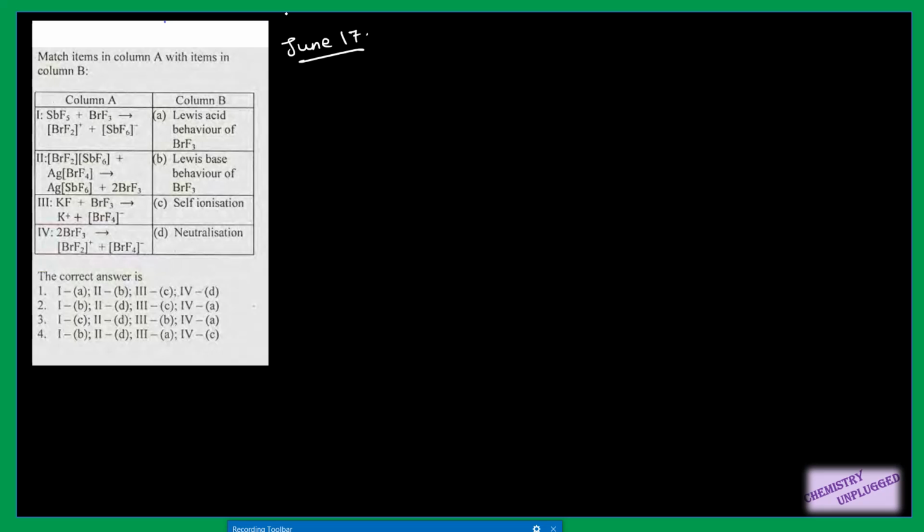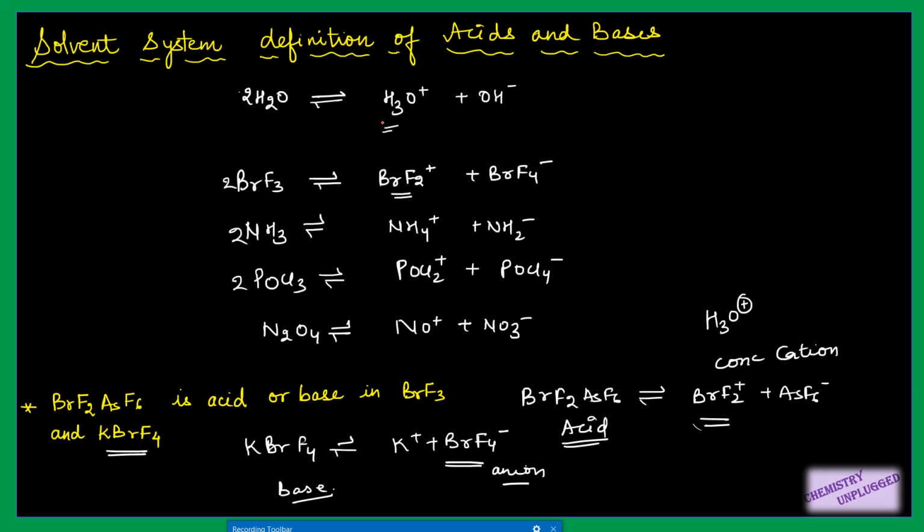Then next we will have a question from June 2017. Now you can easily do this question. It is very simple. You have to match all these things. So first one is you have SbF5 and BrF3, and in the reaction you have BrF2+ and SbF6-. So this BrF3 is giving an F- to this SbF5, or you can say it is giving electrons, because they are talking about Lewis acid and basic character, so we have to compare the electron giving nature.